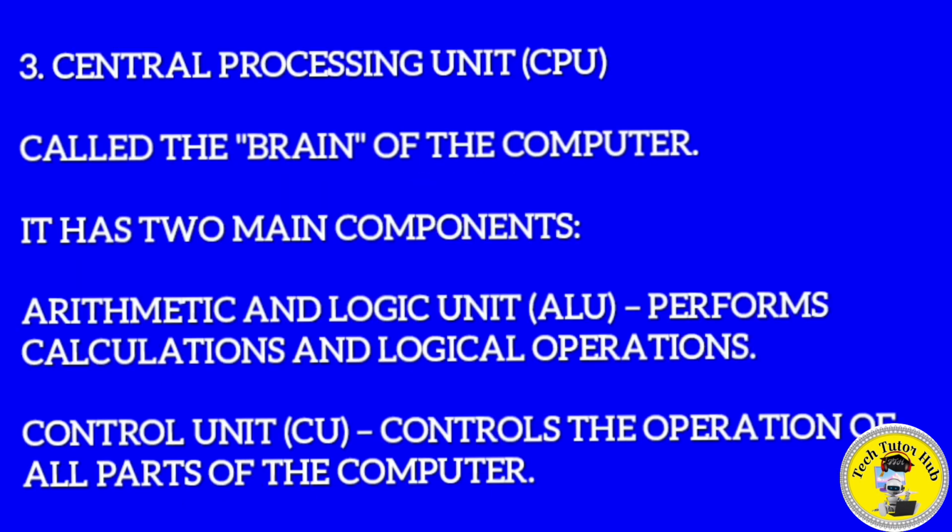Three, Central Processing Unit or CPU. It is called the brain of the computer. It has two main components. One, arithmetic and logic unit, ALU. It performs calculations and logical operations.